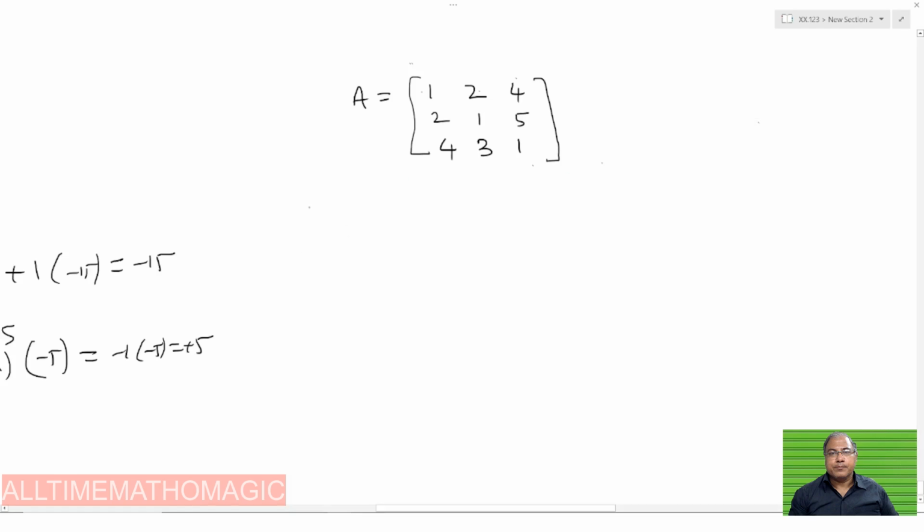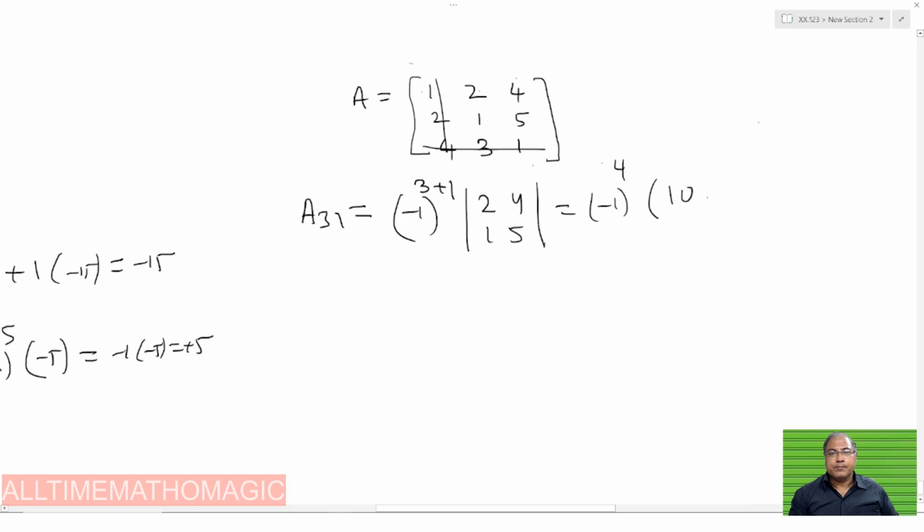Now we have to find out A31, minus 1 raised to 3 plus 1, and delete the third row and first column. What are the numbers left? 2, 4, 1, 5. That is equal to minus 1 raised to 4, 10 minus 4, that is equal to 1 into 6, which is equal to 6.